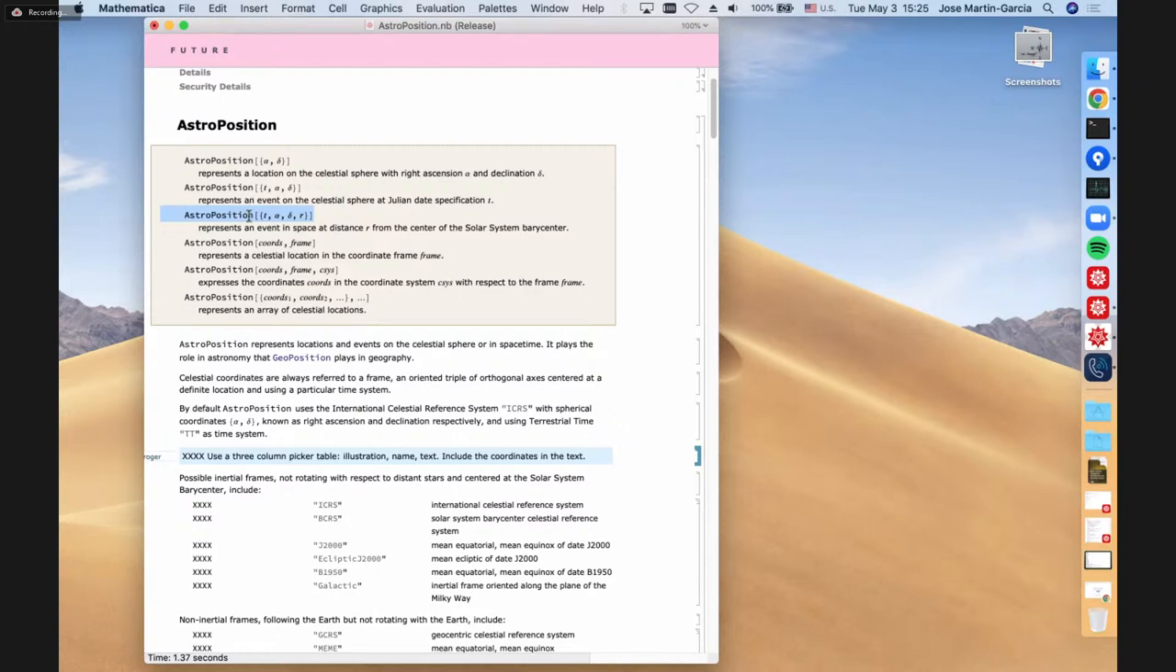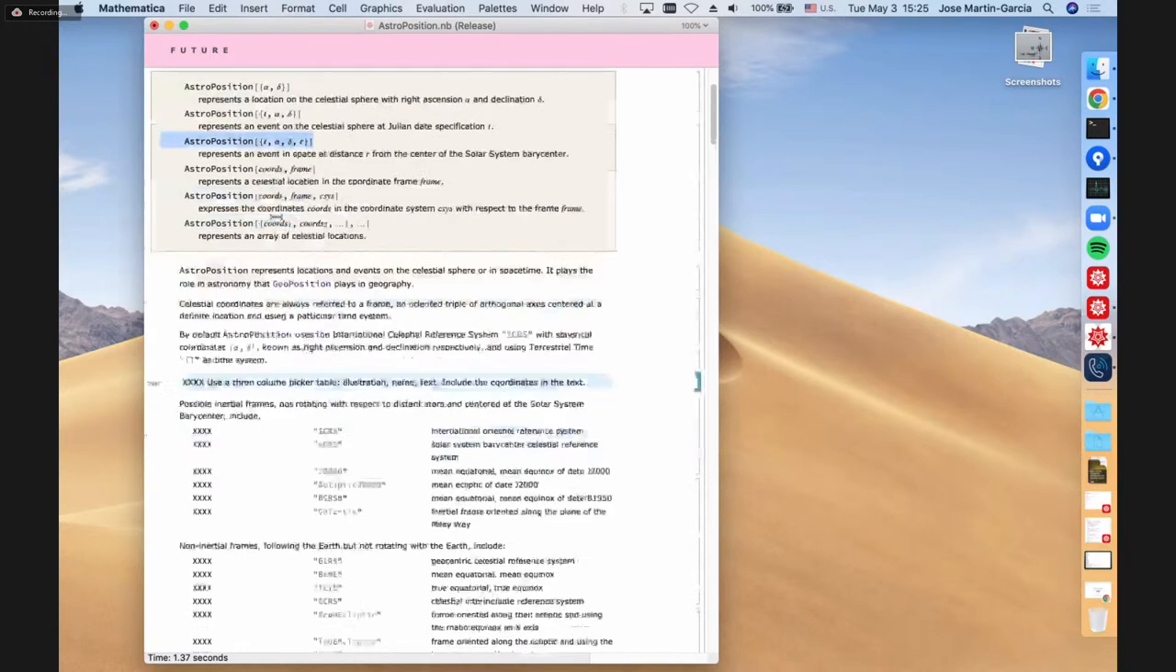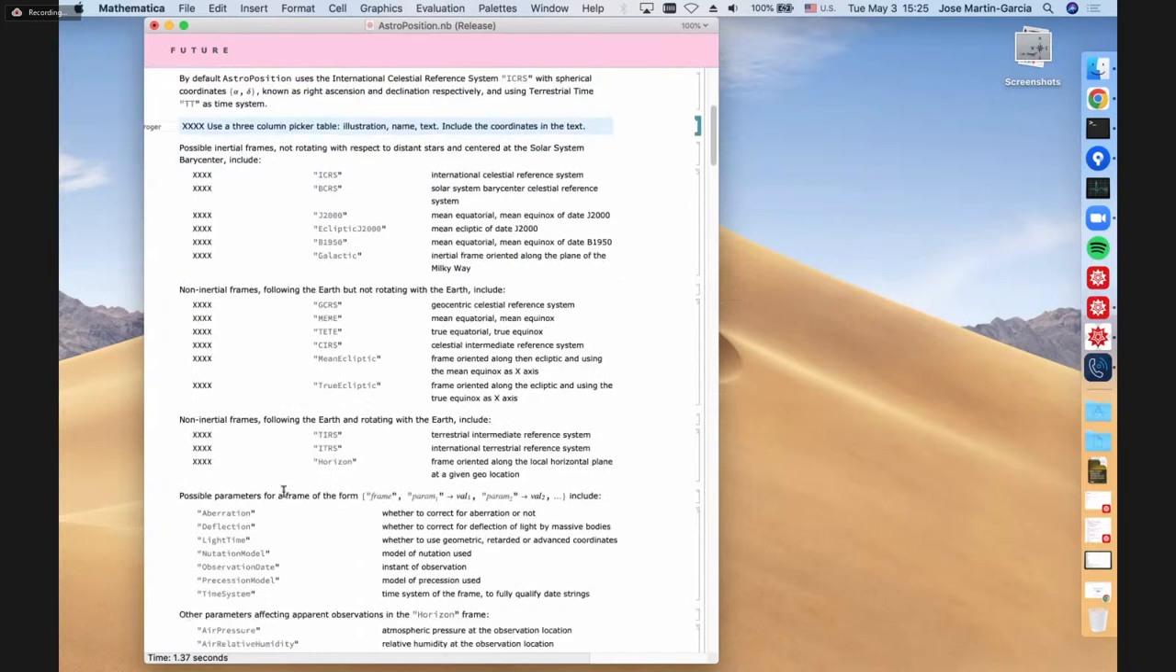So proper motion is the motion of the thing you are observing, and then aberration is the consequence of the motion of the observer, right? Because if the observer is moving, then the light rays are tilted. And so it's very standard to do all these computations in a way in which you can include or not include effects.